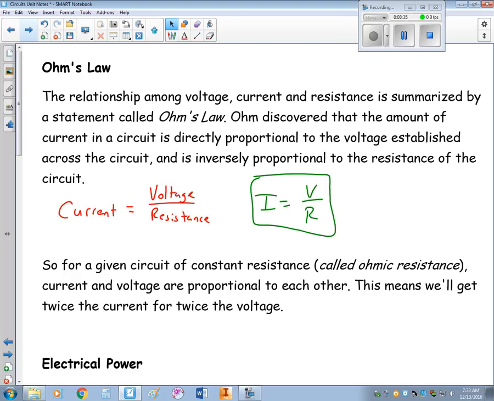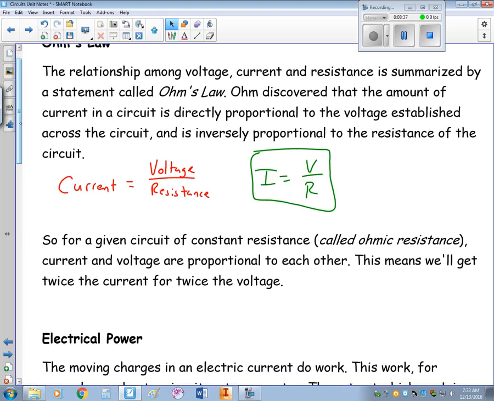So far, the given circuits have had constant resistance. We call that ohmic resistance. So in other words, we'll get twice the current for twice the voltage. There are non-ohmic resistors, but we won't address those in this course.